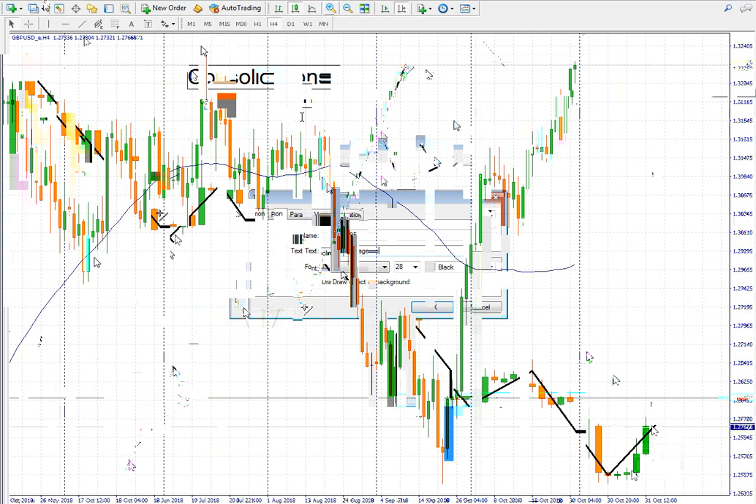We also have the distribution phase. The same thing applies. We wait for a break above the distribution phase, or a break below it.